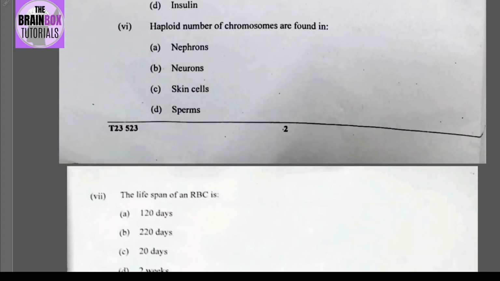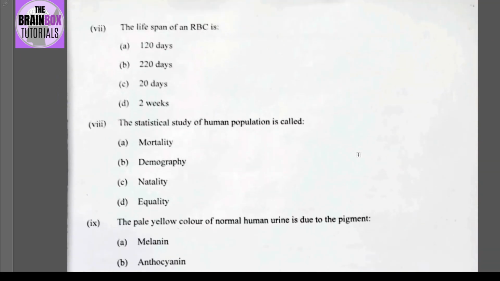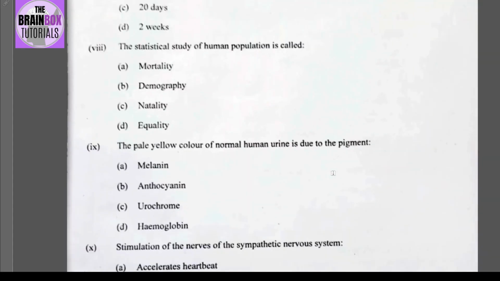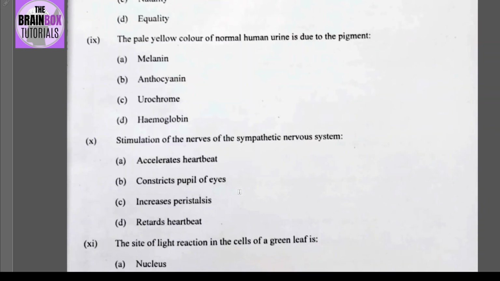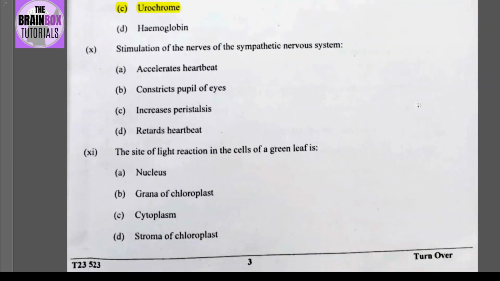Number 6, haploid number of chromosomes are found in, that is half the number of parent, so that will be in D, sperms. Number 7, the lifespan of an RBC is A, 120 days. Number 8, the statistical study of human population is called option number B, demography. Number 9, the pale yellow color of normal human urine is due to the pigment, option number C will be the correct option, urochrome. Number 10, stimulation of the nerves of the sympathetic nervous system, option number A will be correct, accelerates heartbeat.